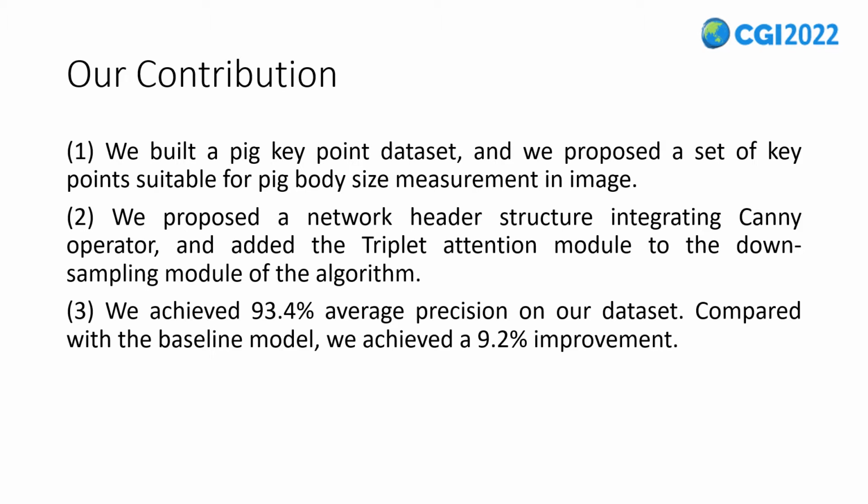Our contribution in this paper mainly consists of three parts. First, we built a pig key point dataset, and we proposed a set of key points suitable for pig body size measurement in the image. Second, we proposed a network header structure integrating the Canny operator, and added the triplet attention module to the downsampling module of the algorithm. Third, we achieved 93.4% average precision on our dataset. Compared with the baseline model, we achieved a 9.2% improvement.